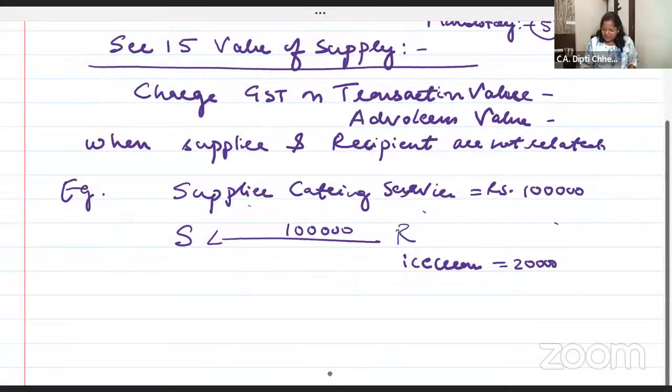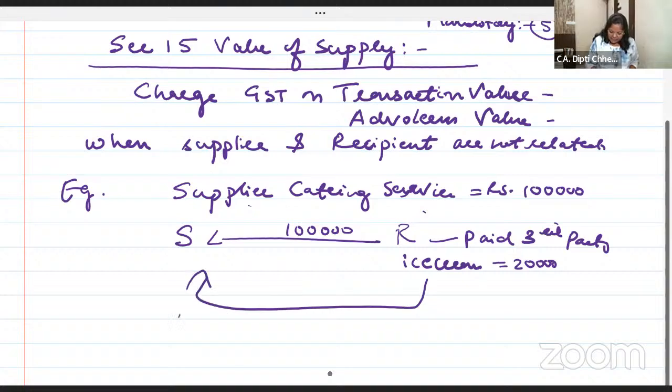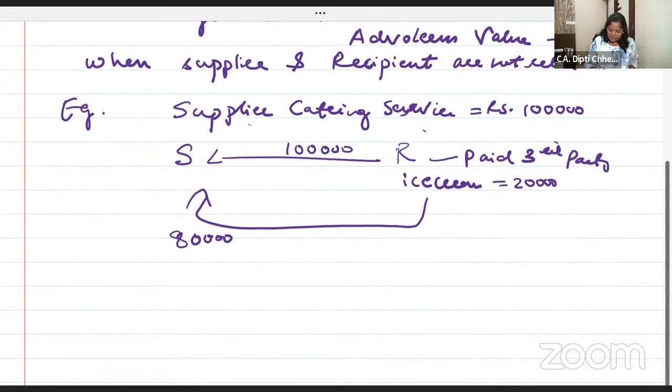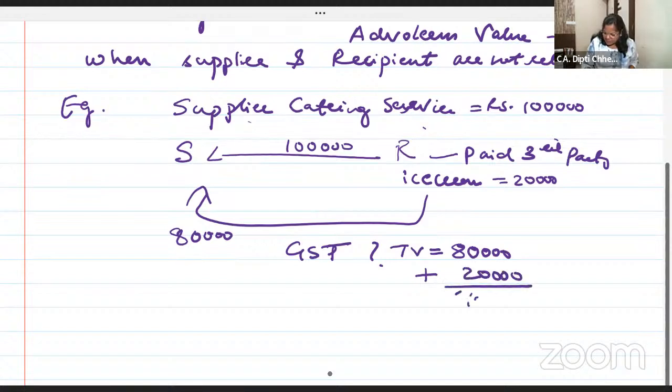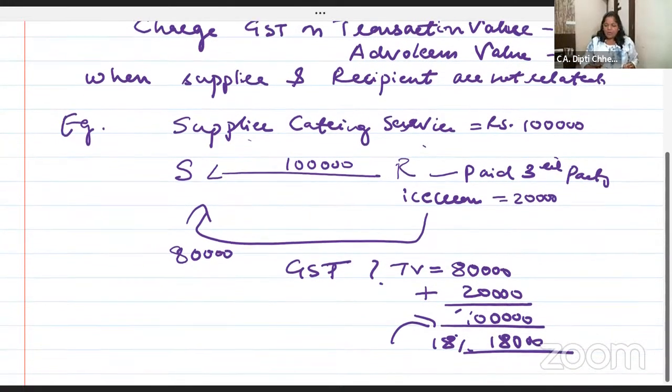See the diagram. I want everyone to take this in your notebook. We took catering for 1 lakh, so R paid. R, the recipient, paid the third party 20,000, and he paid the supplier 80,000. Now the question is, GST on 80,000? Because the supplier has received 80,000? No. Transaction value will be 80,000 plus the 20,000 direct payment to the third party, and on 1 lakh, 18% is 18,000. I want you to write this whole example in your notebook.